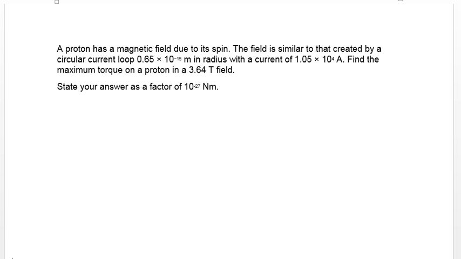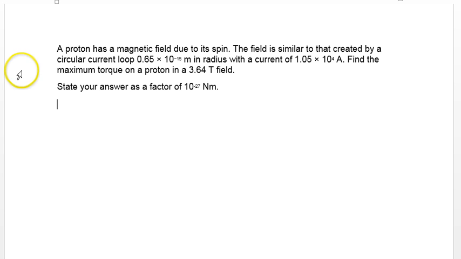Okay, so we have a proton that has a quantum property called spin. And while we can think of it as spinning, it's not really spinning, it's just a quantum property of the proton. It has a magnetic field due to this quantum number of its spin. And the field is similar to that created by a current loop.